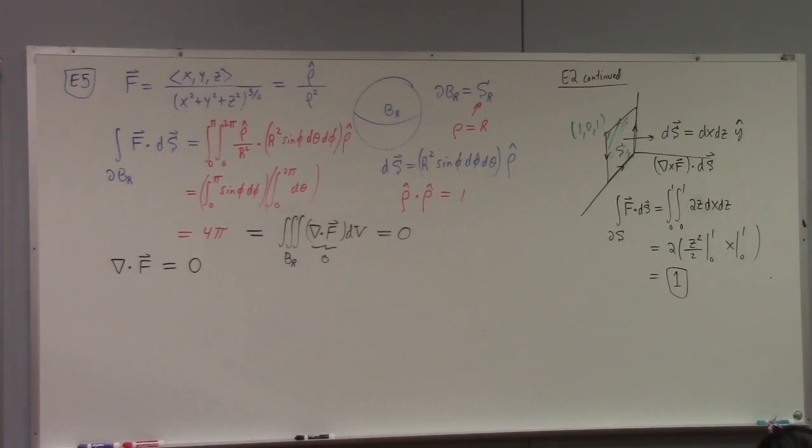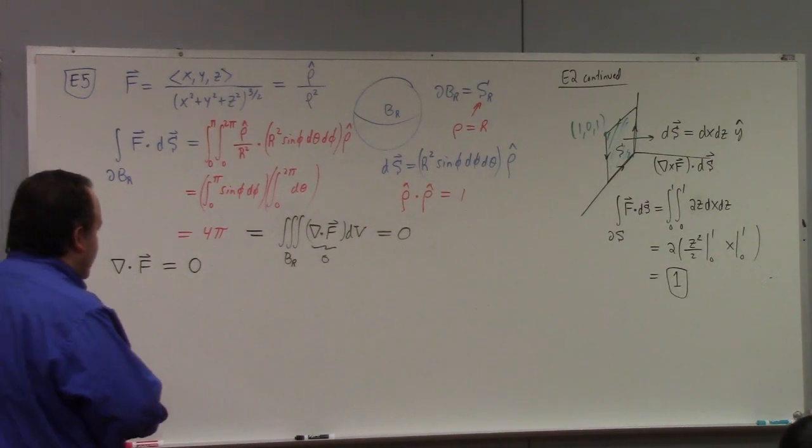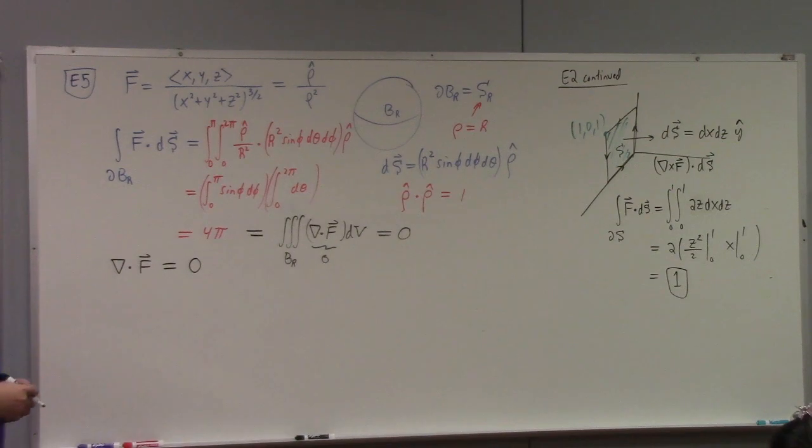Ignoring domain issues leads to contradictions. So these theorems do have strings attached. We do need that the vector field is continuous within the region in which we're applying Stokes' theorem or the divergence theorem. Because even one point where the vector field's not defined leads to a rather large contradiction, right?